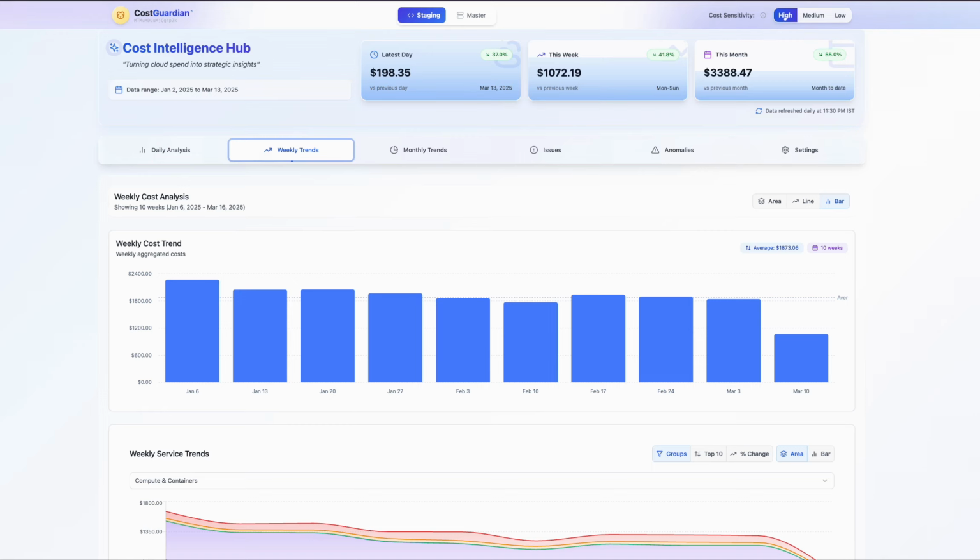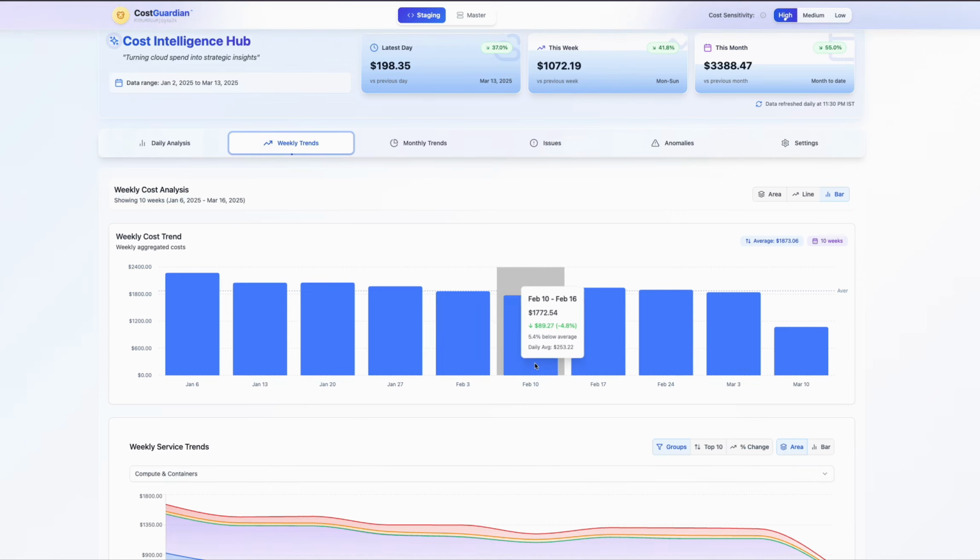In the weekly trend, it gives you a week-by-week comparison of your total cost in your AWS account. Let's take an example for the week of Feb 10 to Feb 16. You can see the total cost you paid for that particular week was about $1,772, which was 4.8% less than the previous week, and it's below the average by 5.4%.